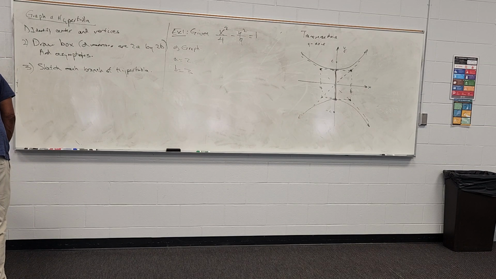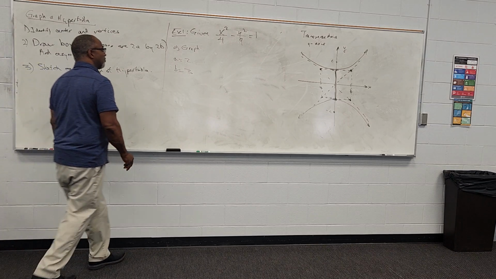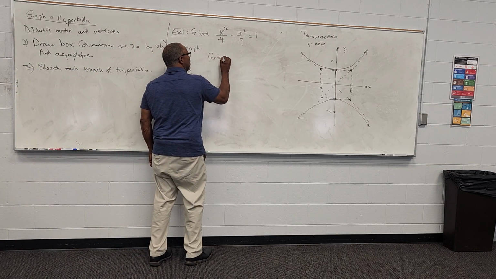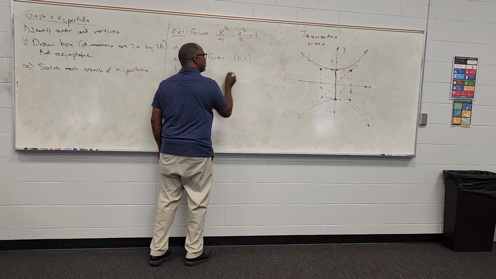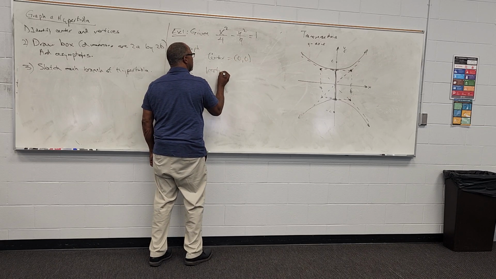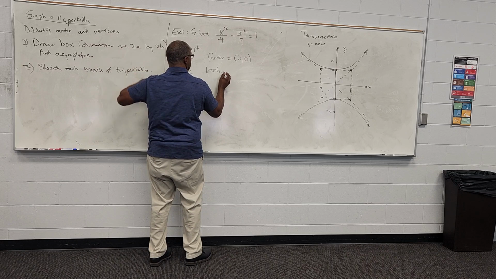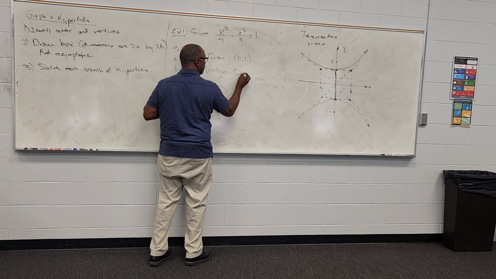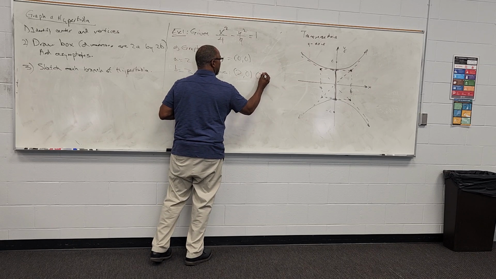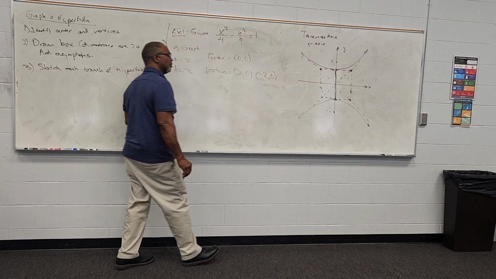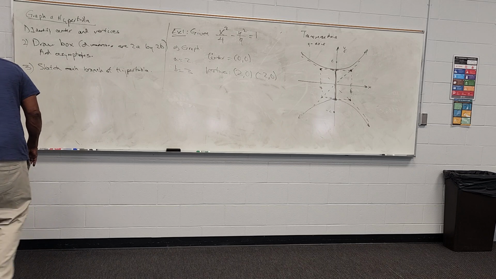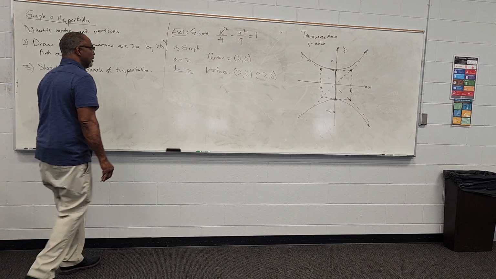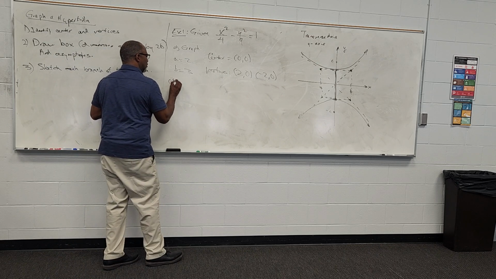So that means that my vertices, and the center is the easiest part. The center is 0, 0. The vertices, because it says draw center and vertices, are at a comma 0 and negative a comma 0. So the vertices should be at negative 2 comma 0 and 2 comma 0.